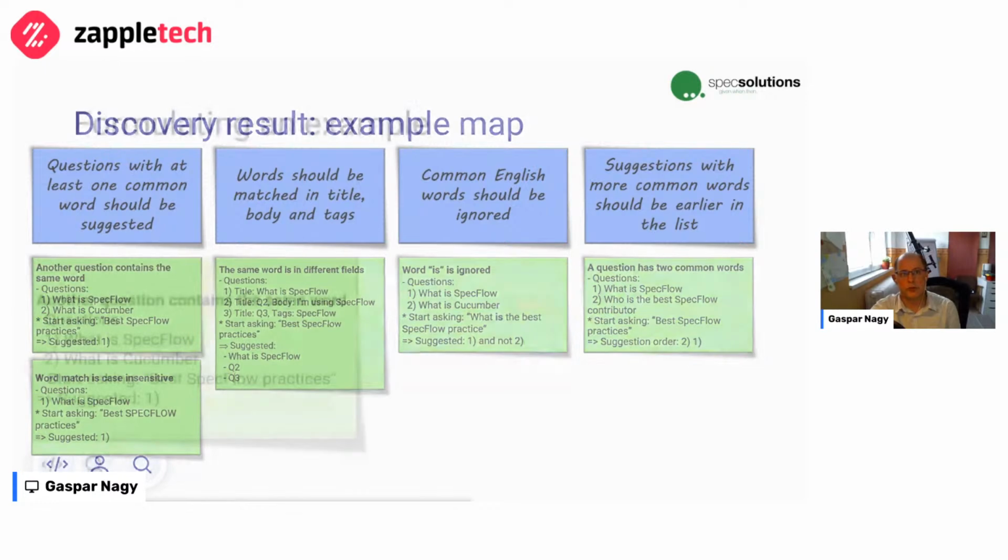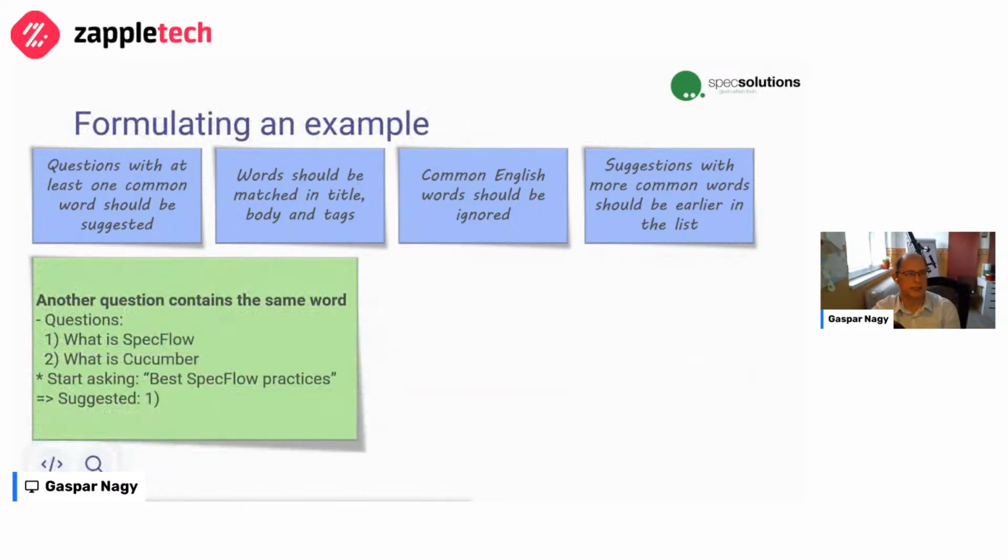And now as we get to formulate, I was just zooming into one of these examples. Maybe one of these examples would look like that. This is some suggestion-related user story. Let's imagine that we have 2 questions in the system. What is Specflow? What is Cucumber? If you start asking best Specflow practices, then we should suggest the first one, the what is Specflow. That's the concrete example. As you can see, this is a very simple thing. It doesn't have to be complex because we have multiple such examples, and they all together help you to imagine how the application would look like.